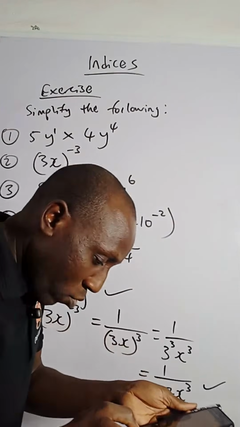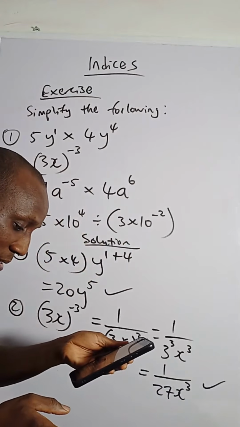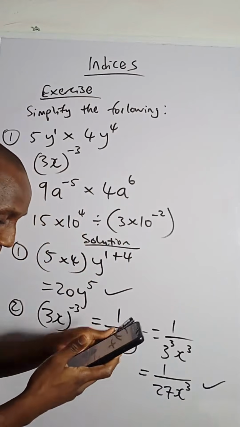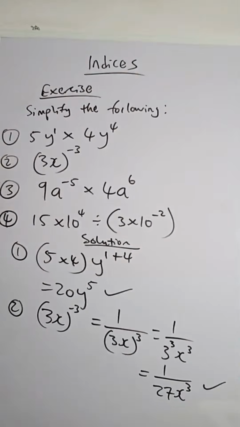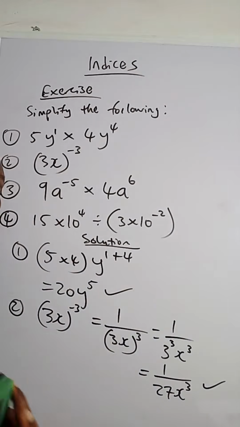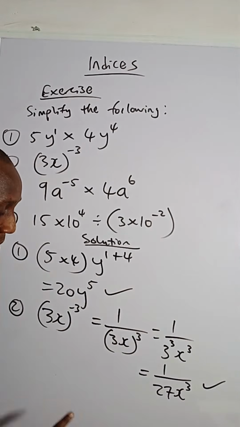Oh, Anubav, you have already written the answer. Yes, 1 over 27. Yes, that's correct. Thank you for dropping your feedback. So this is the answer. For those of you who could not do it, this is the answer. Please take a screenshot. I'm about to go to number 3.